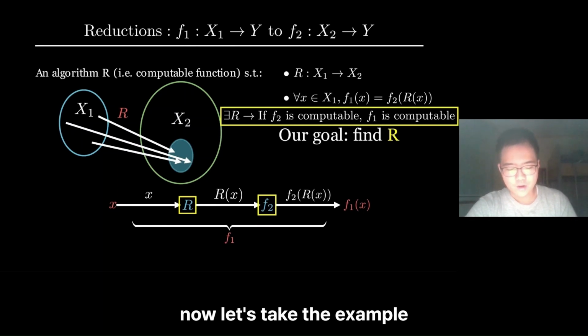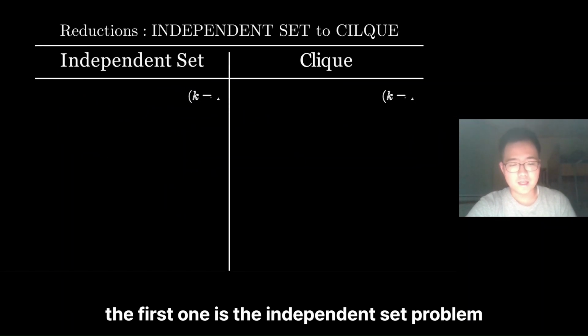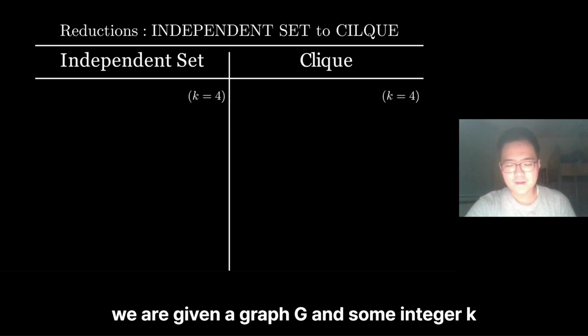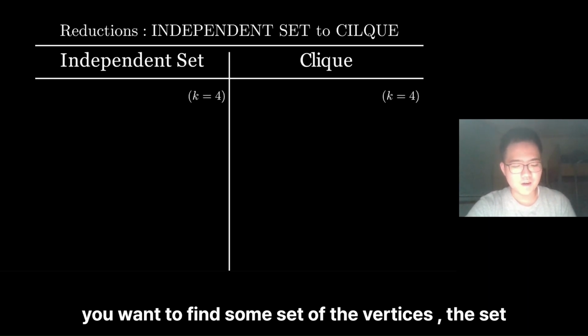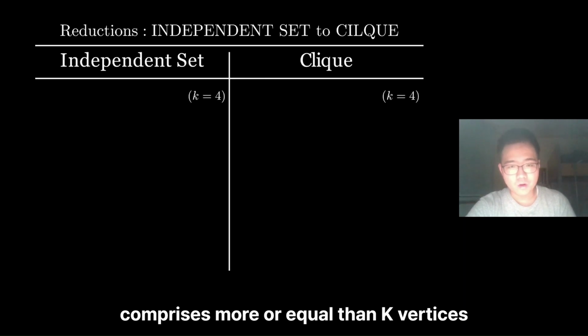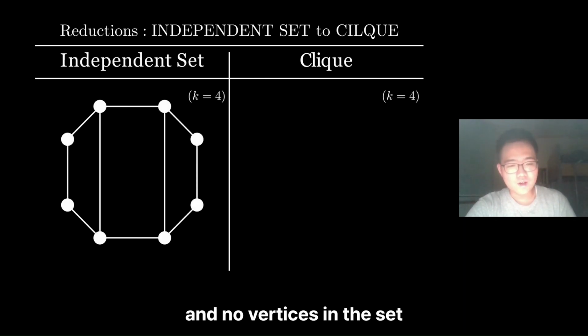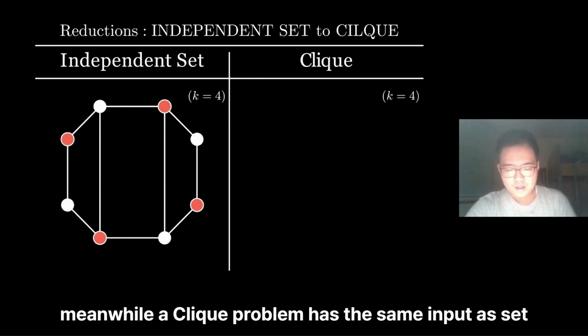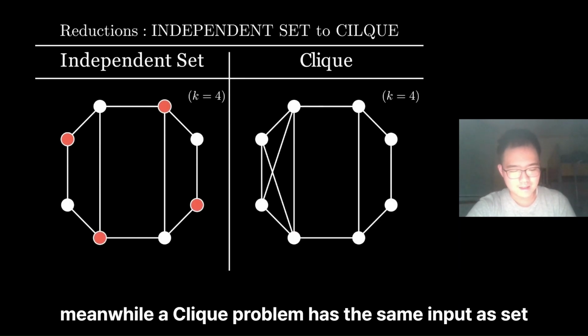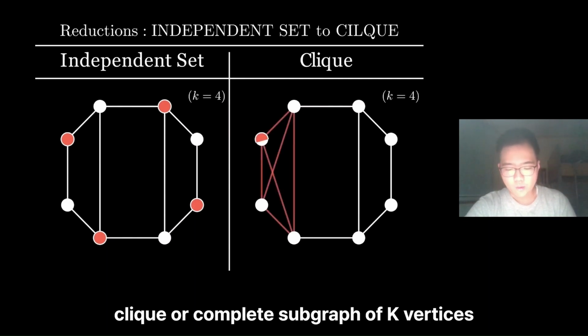Now let's take this example as a showcase of a reduction. There are 2 interesting problems I brought for this example. The first one is the independent set problem, where given a graph G and some integer k, you want to find some set of the vertices where the set comprises at least k vertices and no vertices in the set have a line that connects them. Meanwhile, the clique problem has the same input as the independent set problem but wants to find a k-clique, or complete subgraph of k vertices, or it could be more.